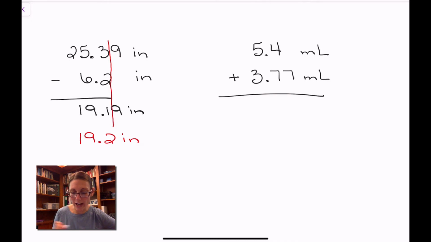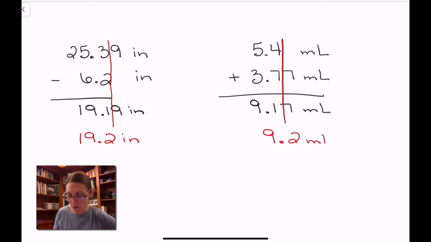Last one, when I do this addition, I get 9.17 milliliters. And yet again, my last shared decimal place is the tenths place. And so 9.17 is between 9.1 and 9.2. It's closer to 9.2, and so my final answer is 9.2 milliliters.